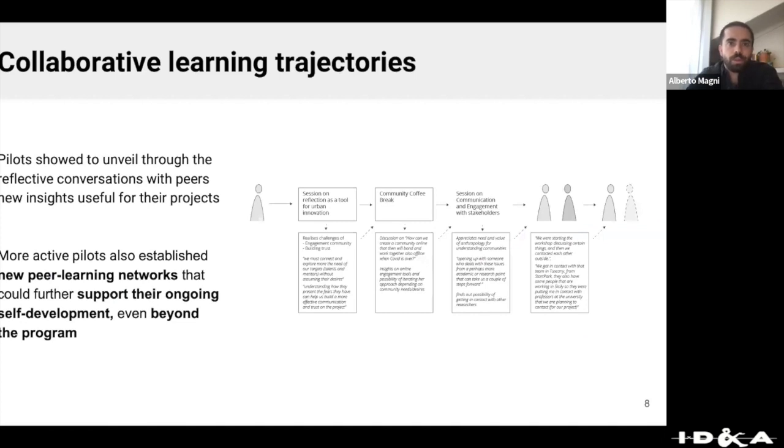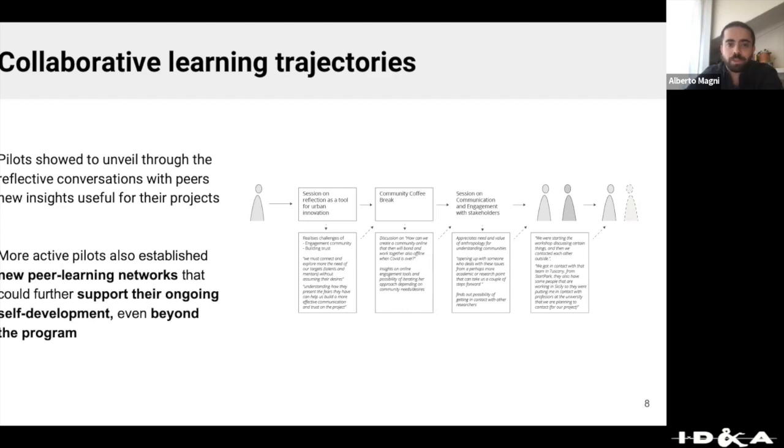Moreover, we also observed how the program facilitated innovators to really unveil new insights useful for the practice. Especially the more active pilots established new peer learning networks that could further support their ongoing self-development even beyond the program itself. Here we report an example of a participant who realized in one of the sessions the need to figure out how to better engage new communities of stakeholders. Joining the session, she dived into the topic, identified relevant actors, and moreover, she also got connected with other peers that later on helped her get in contact with these stakeholders, with whom she is now planning to set up new collaborations for her initiative.